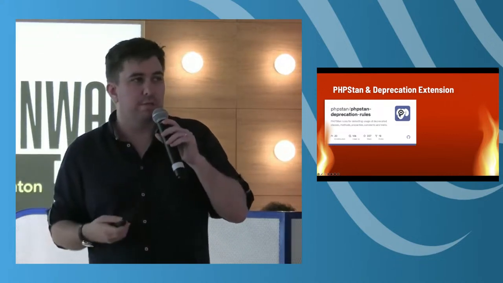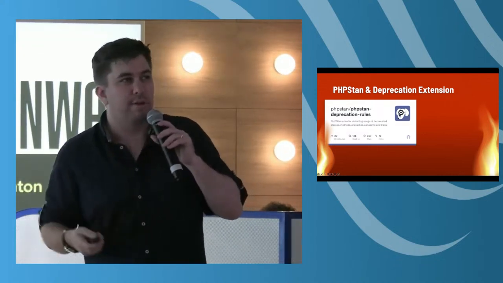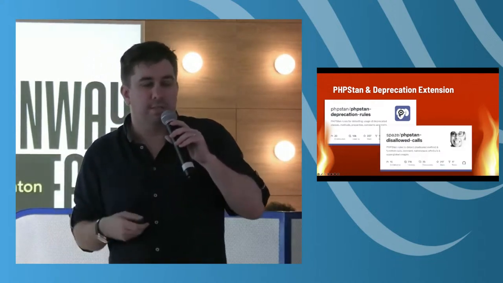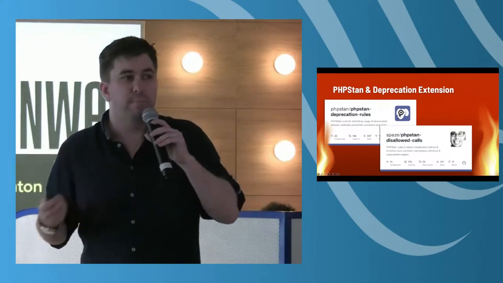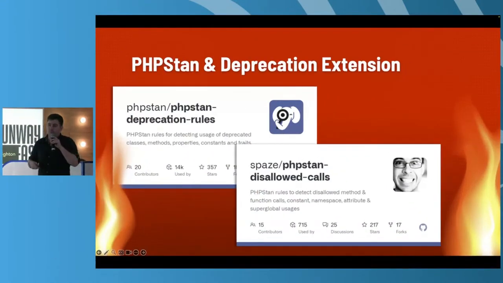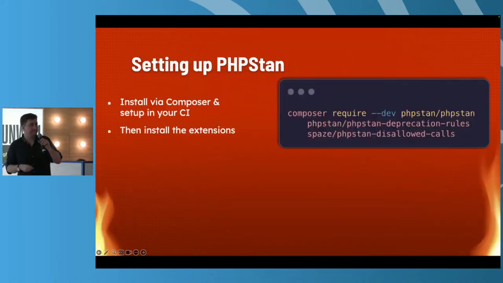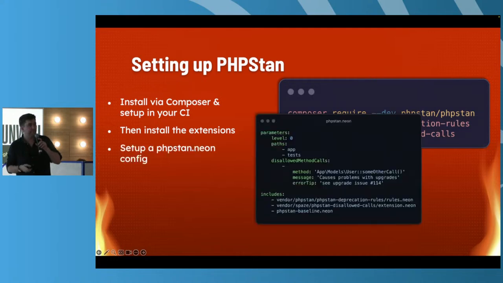If for some reason the package you're using doesn't have those deprecation tags in place, there's also another extension you can use which does the same thing, but you just have to configure what methods etc. you don't want to be using. So how that would look is we'd simply set up first by installing it into our project. The next part would be creating a phpstan.neon config. And as you can see there, we've got the app and the test paths, which we're going to scan.